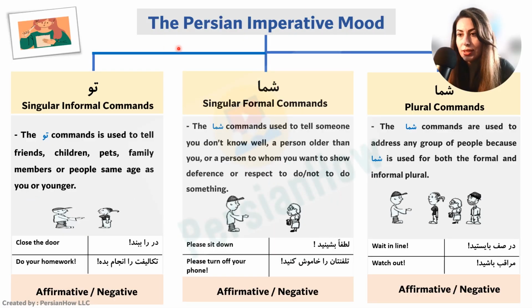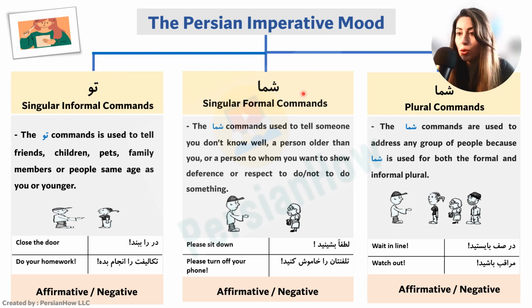Now let's go over the different types of imperative mode. The first one is the to form, which is used for singular informal commands. It is used to tell friends, children, pets, family members, or people the same age as you or younger. So this is the most common imperative form used in Farsi.